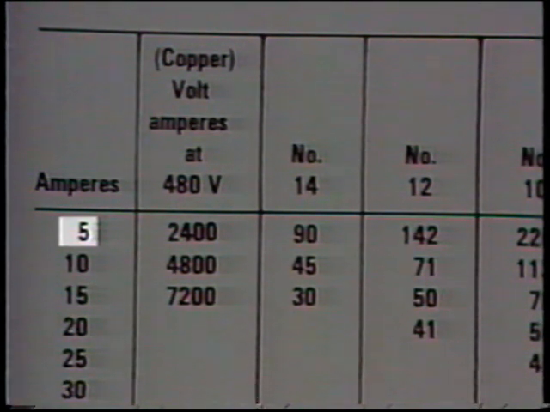Okay, we'll move across the 5 amp column until we get to the distance in feet under the 12 AWG, the size of the conductor, 142 feet. So now we know that for single-phase circuitry, a size 12 AWG conductor can carry 5 amps a distance of 142 feet with a voltage drop of 2% or less.